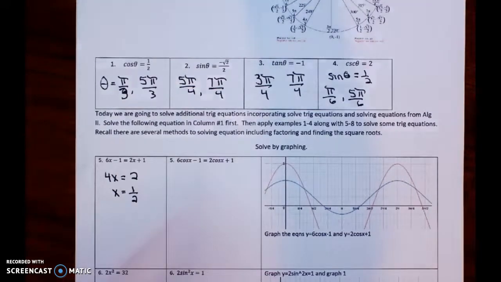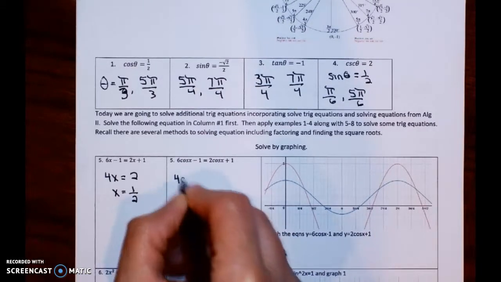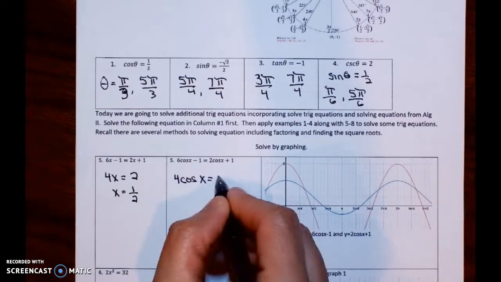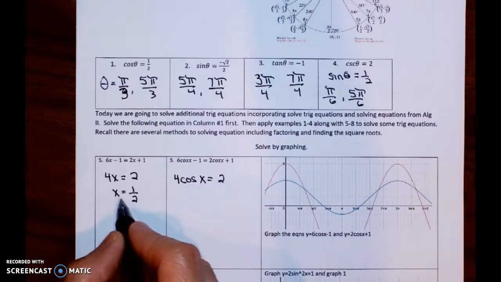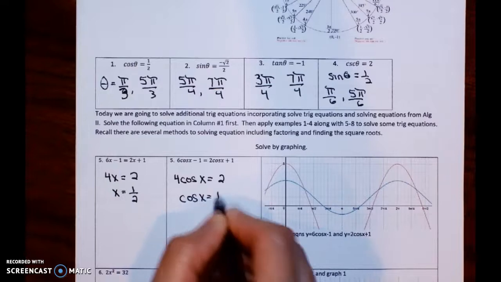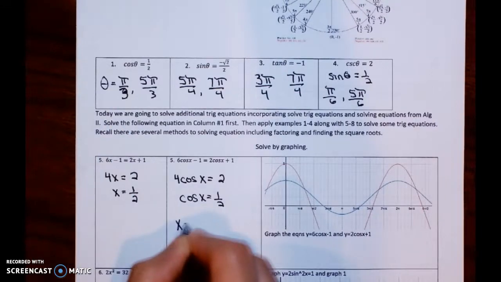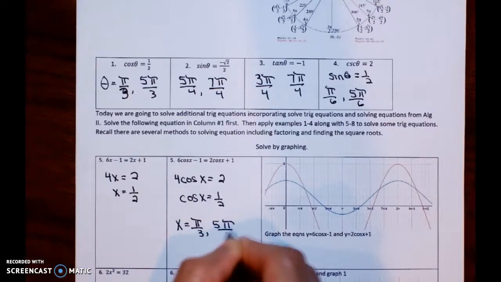In other words, I'm going to subtract 2 cosine of x, and I'm going to add 1. Exactly what I did over there, only difference is I have a cosine of x and not just x. Again, we're going to divide by 4. We end up with cosine of x equal to 1/2, which we just did up here, and we got x equal to pi over 3 and 5 pi over 3.